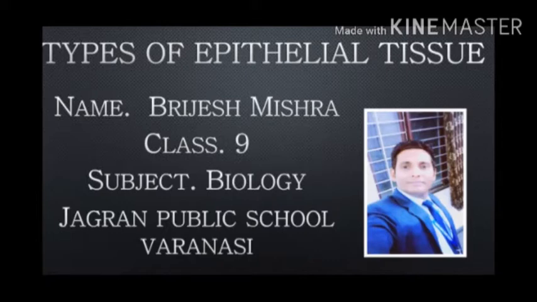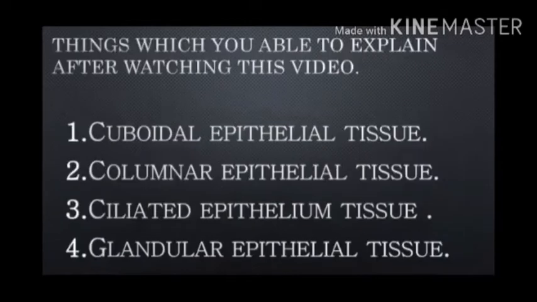Today's video is related to types of epithelial tissue, which is of class 9 biology. In today's video, the things you will be able to explain after watching are: first, cuboidal epithelial tissue; second, columnar epithelial tissue; third, ciliated epithelial tissue; and the fourth, the last, glandular epithelial tissue.